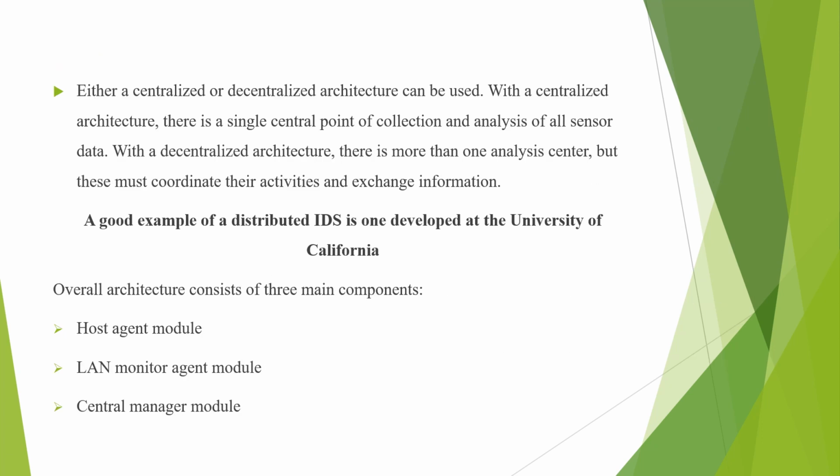Either a centralized or decentralized architecture can be used. With a centralized architecture, there is a single central point of collection and analysis of all sensor data. With a decentralized architecture, there is more than one analysis center, but these must coordinate their activities and exchange information. A good example of distributed IDS is one developed at the University of California. The main components of this system are the host agent module, LAN monitor agent module, and central manager module.